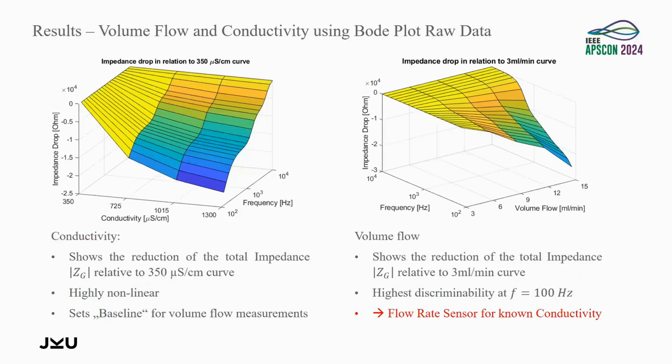So these again are the results for volume flow and conductivity using a third dimension. These are the same measurements, only with the frequency as the third dimension. The conductivity here shows the reduction of the total impedance relative to the 350 microsiemens per centimeter curve. That's why on the y-axis we have impedance drop. It's highly nonlinear, and like I mentioned before, it sets the baseline somehow for the volume flow measurements. And for the volume flow, it shows the reduction of the total impedance relative to the 3 milliliter per minute curve. We see here that the highest discriminability between different volume flows is at low frequencies, at about 100 Hertz. So for a given conductivity, we can measure the flow rate by impedance spectroscopy.